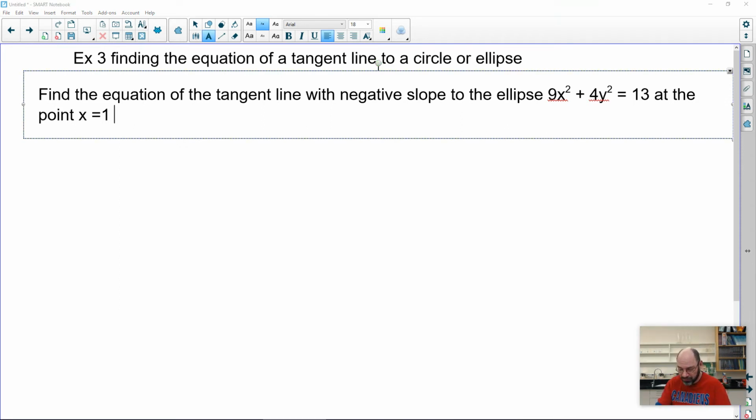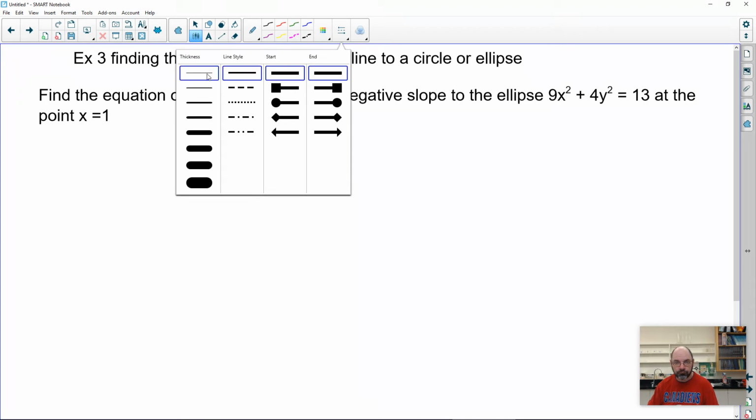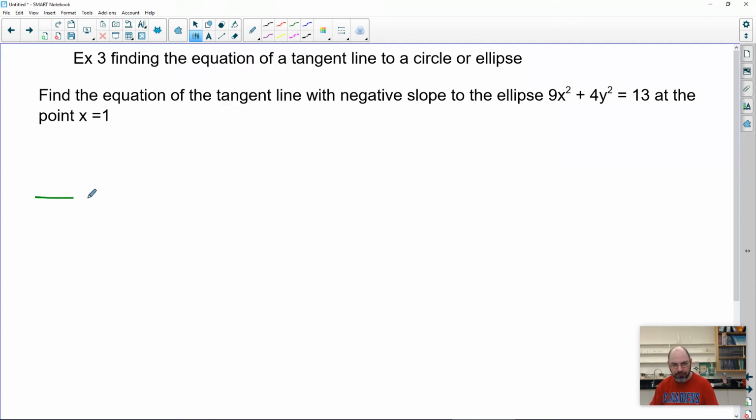Okay, nothing important. So the very first step, step 1, is to find out which point you're dealing with. It's x is 1, and what's the y? So now, if we draw this out, I'm going to use my marker here again. Okay, so we have an ellipse.